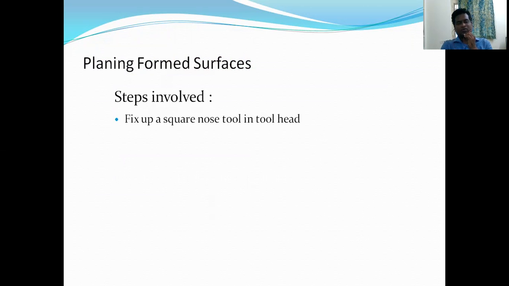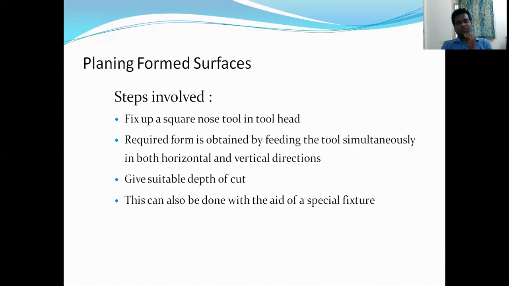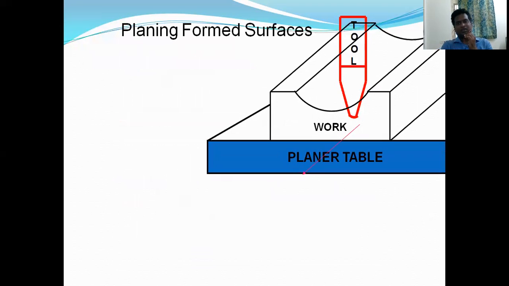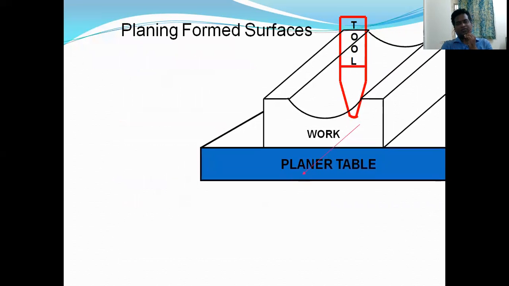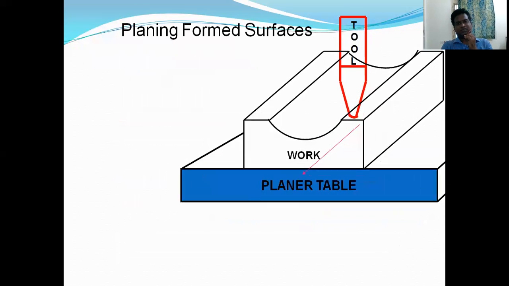Fix up a square nose tool in the tool head. The required form is obtained by feeding the tool simultaneously in both horizontal and vertical directions. Give suitable depth of cut. This can also be done with the aid of a special fixture. Observe here. Formed surfaces like concave and convex surfaces.